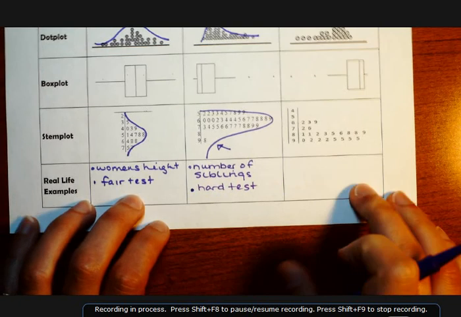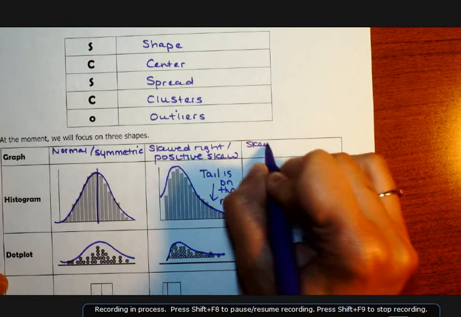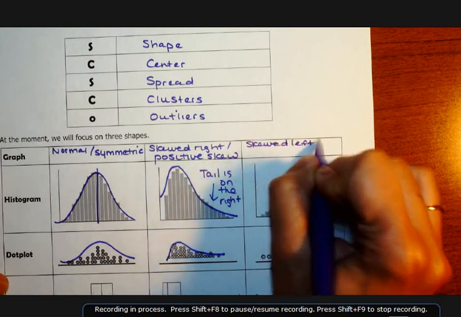That leads us to our last shape that we're going to look at, which is skewed left. And as you can probably guess, this is a negative skew.